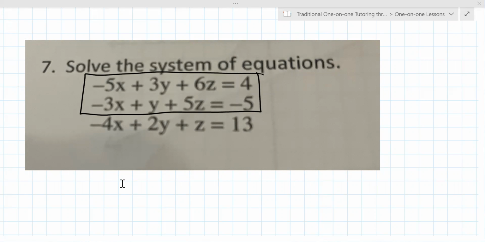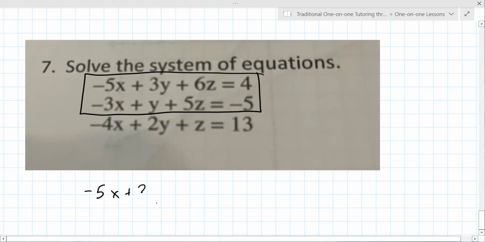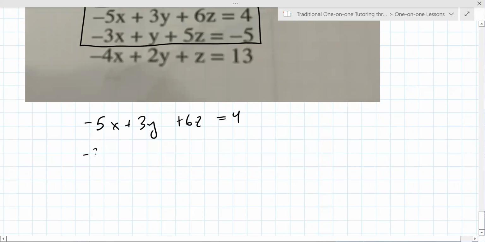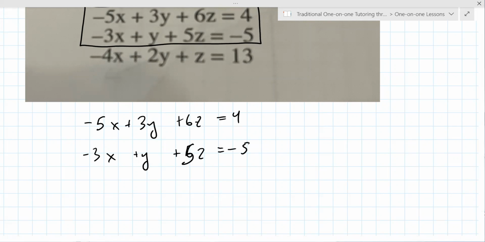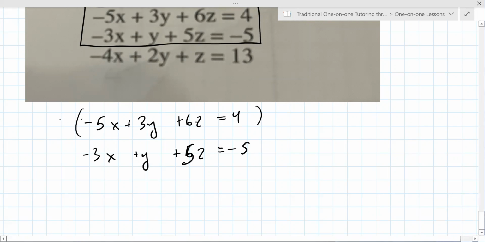All right, so we're going to rewrite those: minus 5x plus 3y plus 6z equals 4, and we're just going to arbitrarily choose to eliminate x. Okay. So to do that, we're going to multiply the first equation by, I'm just going to choose -3, and the second equation by 5.